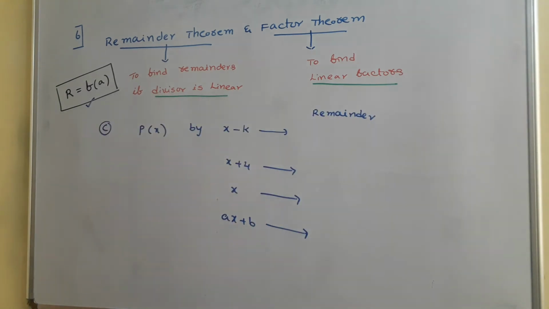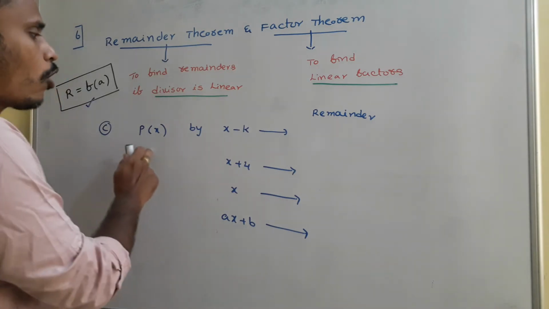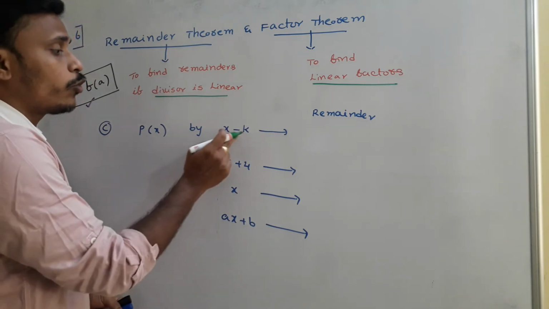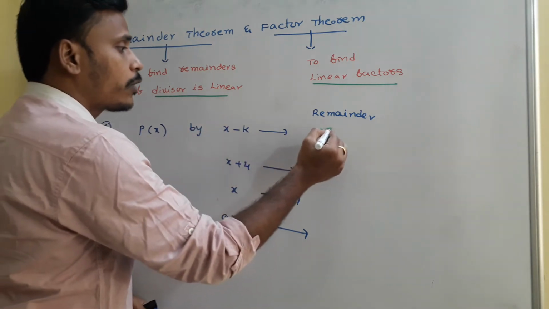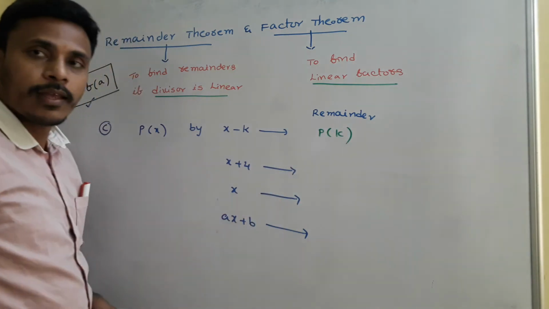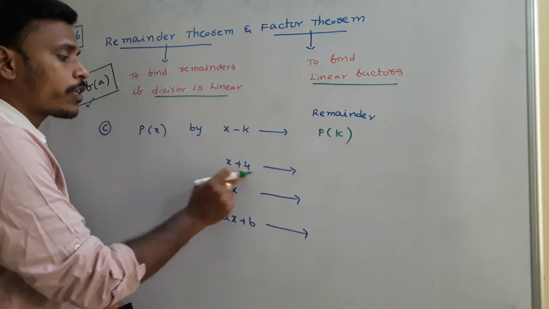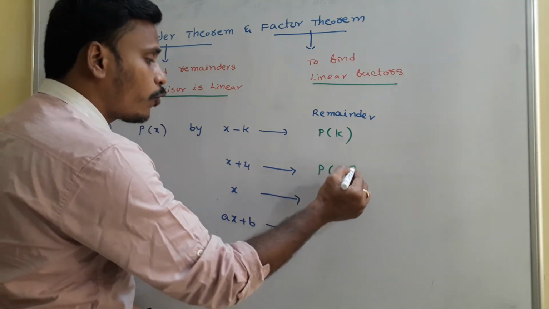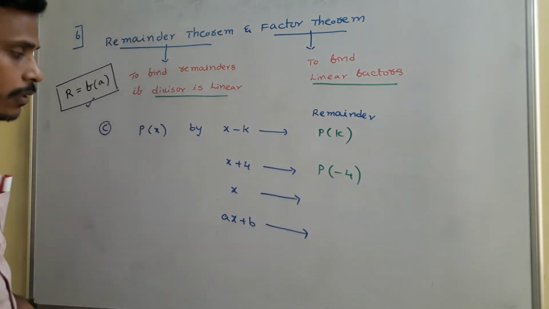So if I have a polynomial p of x, if you divide that particular polynomial p of x with x minus k, then the remainder is simply the functional value when you replace x with k. Then the remainder is what? P of k. When we divide polynomial p of x with x plus 4, then the functional value is simply nothing but p of minus 4, and that p of minus 4 is the remainder.